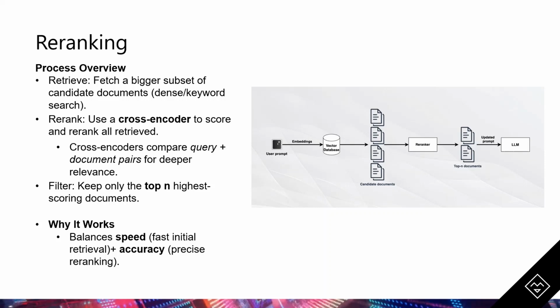Next, we refine. A cross-encoder model scores each query document pair, comparing them deeply for semantic relevance. Unlike the initial retrieval, this step is slower but far more accurate. Finally, we filter, keeping only the top scoring 5 or 10 documents after re-ranking ensures we deliver the most relevant results.